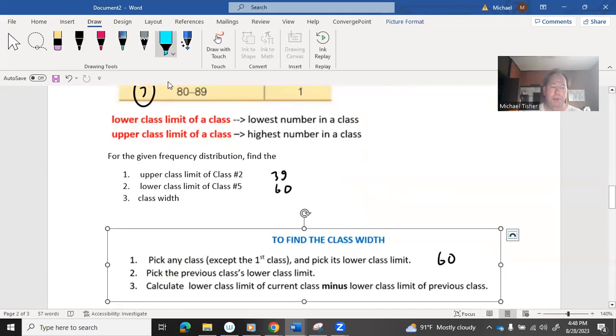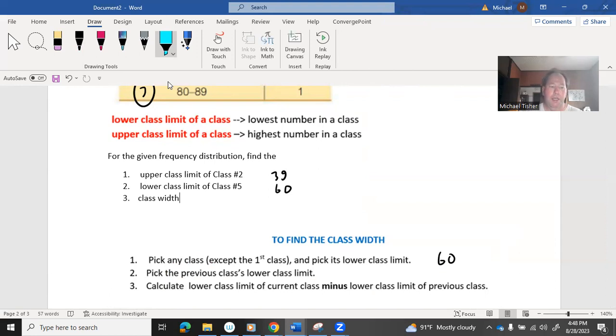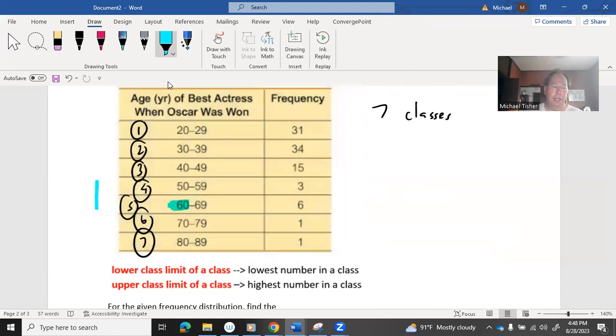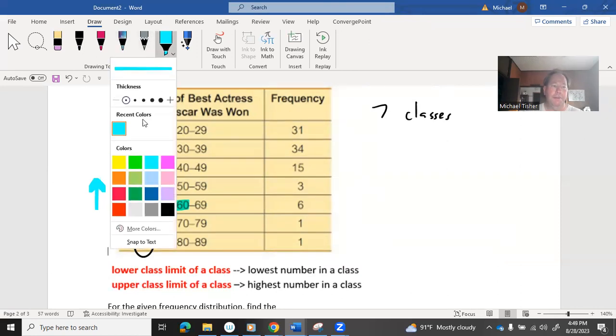Second step, we would like to pick the previous class's lower class limit. Well, we started off with class number 5, and so we'll let class number 5 be the current class. And to get to the previous class, we take an elevator up to the next level. So if I start off at 5 and go up to the next level, then I get to 4. So 4 is the previous class. And we'll go ahead and highlight that too for emphasis.